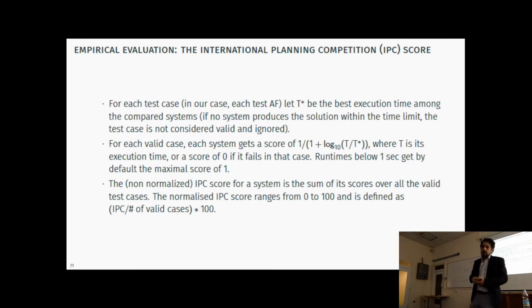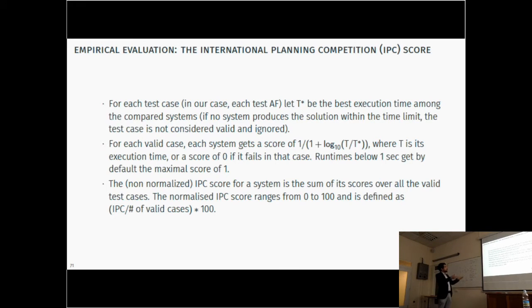But the measurement that we used was borrowed from the International Competition on Planning. And that says, OK, for each argumentation framework, for each problem, you take the best execution time among the competitors. And then you consider all the other competitors with this formula. So if this is the second best, you take this time over a logarithm, and that is at the denominator. And you keep adding all those scores. So essentially, the highest score is the best one, and then all the others just come down with a logarithm, so you don't have big bumps, essentially.